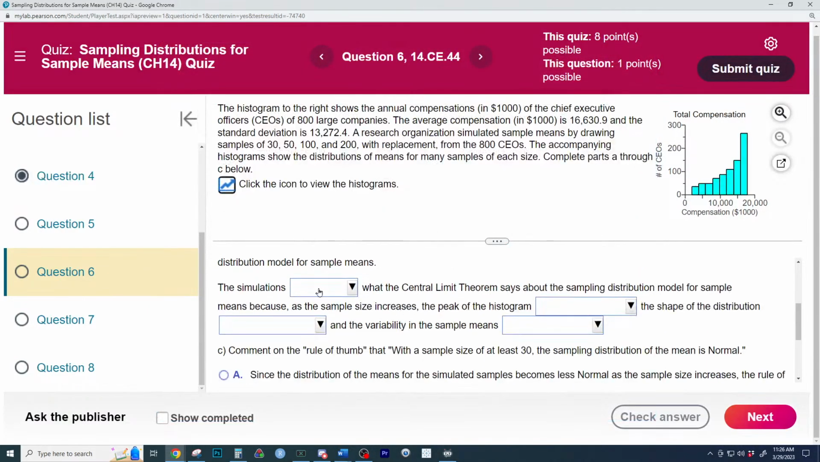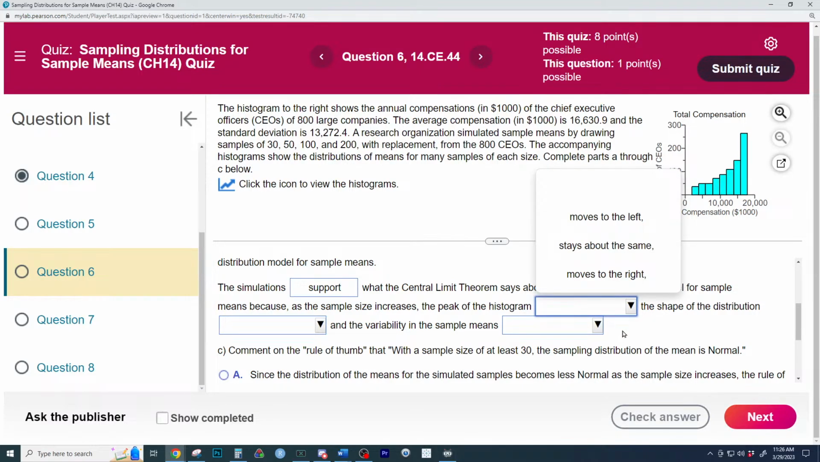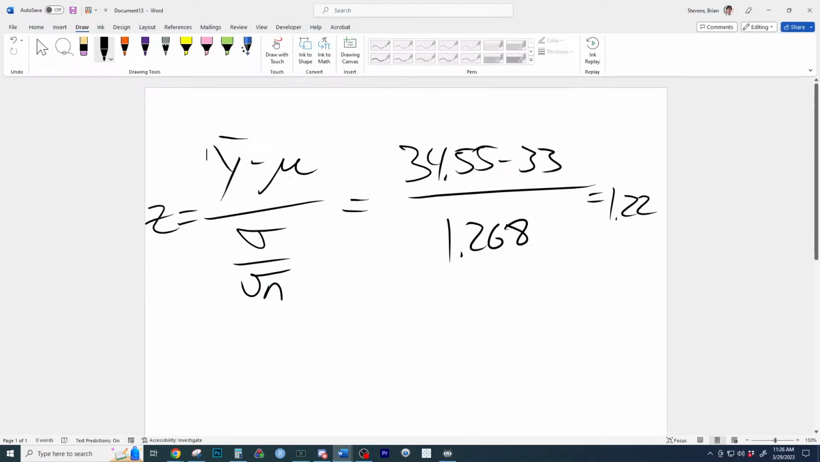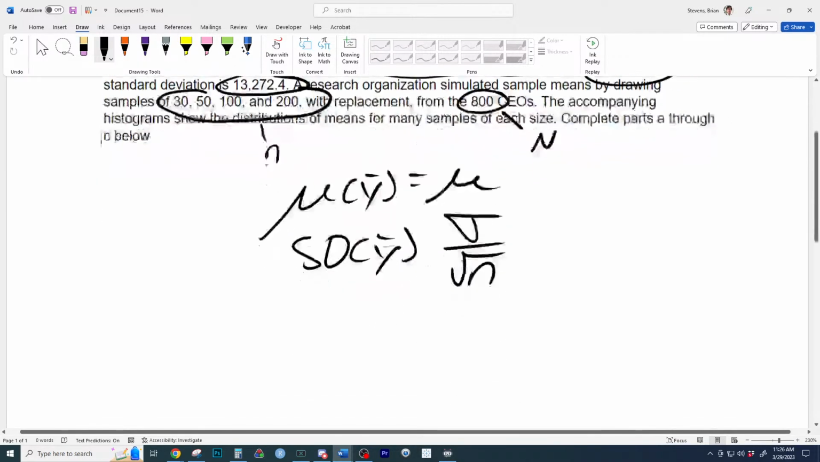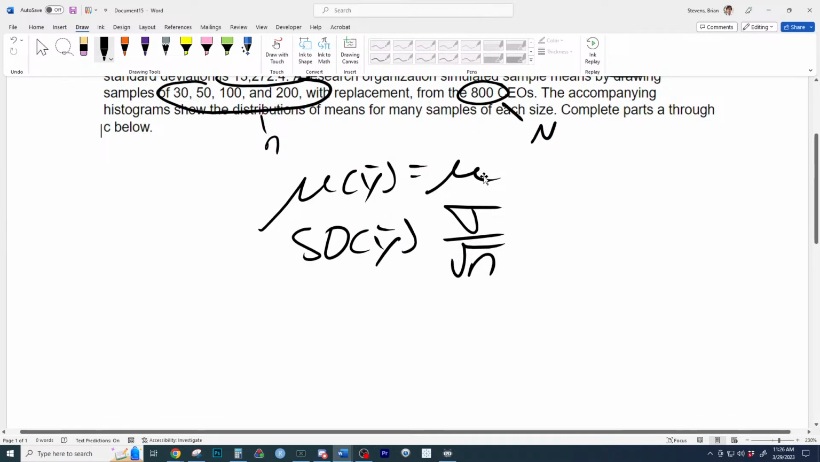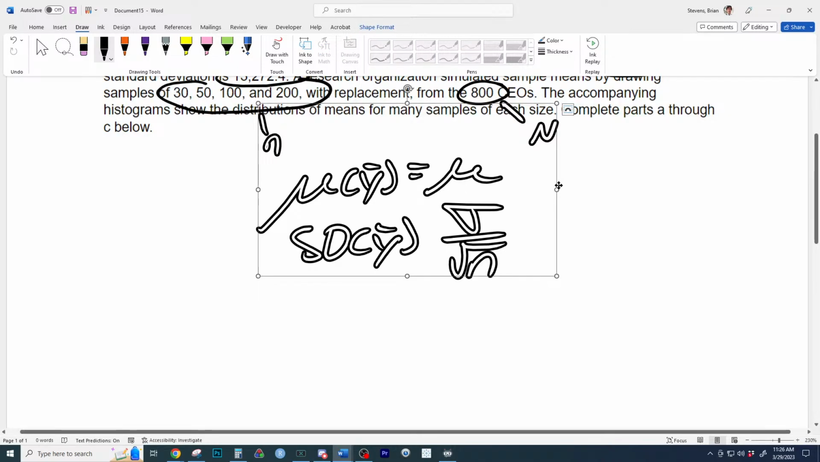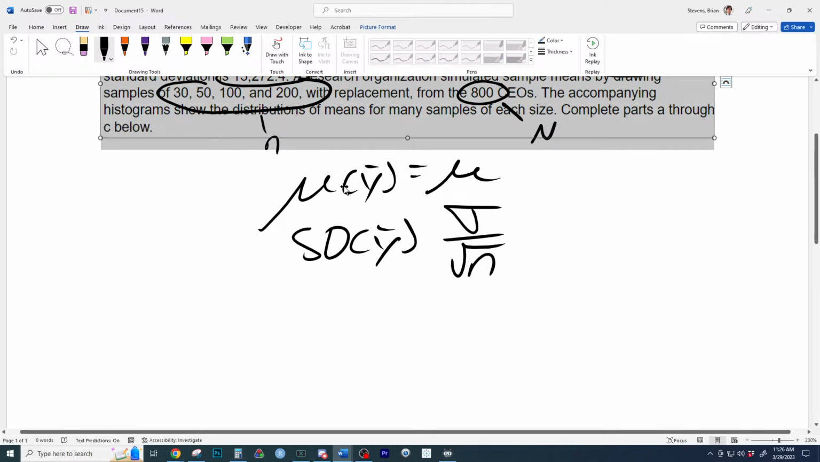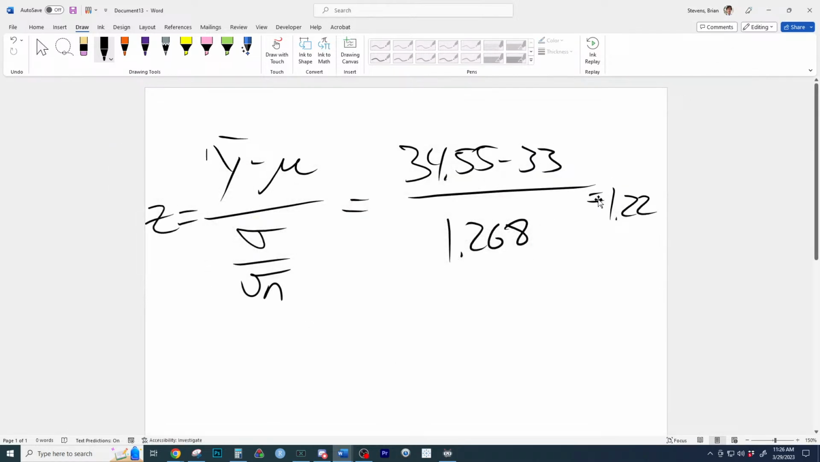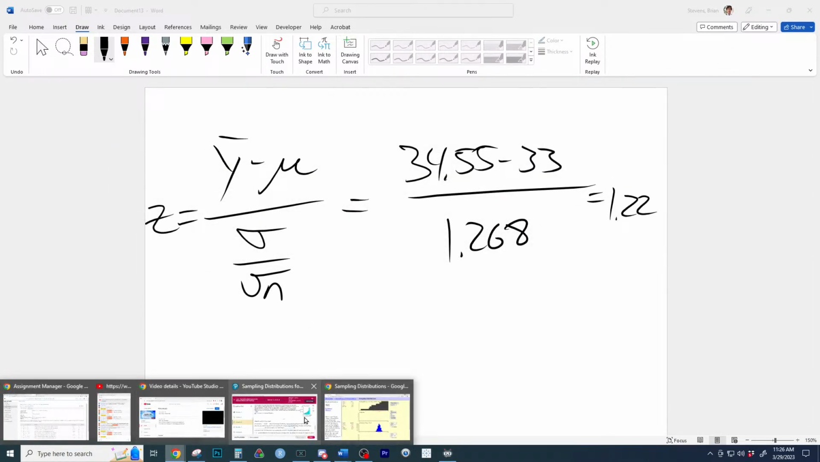Now, here's the interesting thing. The simulations support what the central limit theorem says. It's a theorem. The peak of the histogram stays about the same, and that's also one of the formulas we have talked about repeatedly: mu y bar equals mu. So the true mean is where the sample mean is expected to be. That's the expected sample mean. So that's the first thing they're saying. And then the standard deviation of y bar will get smaller by a factor of square root of n. So that's kind of key right there.